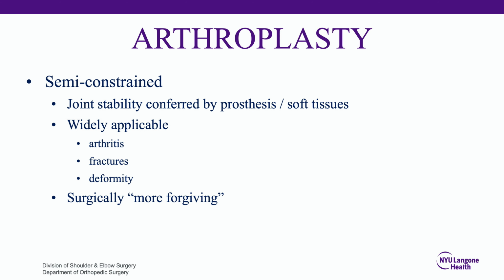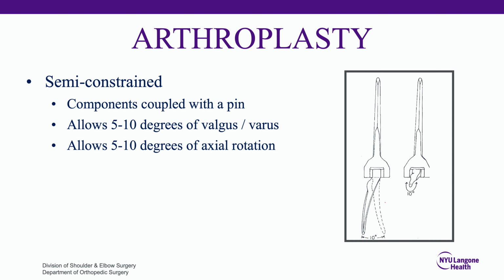The most common replacement option is a semi-constrained. That is to say, the distal humerus and the ulnar components are linked with a pin. The joint is stabilized by the native ligaments, but also within the prosthesis because the components are linked. It is widely applicable and surgically more forgiving because even if your native ligaments are incompetent or perhaps cut during the surgery, once again, as mentioned before, the components are linked with a pin. However, the pin is not very constricted, so the prosthesis allows about 5 to 10 degrees of varus valgus as well as axial rotation and allows the elbow to move in a more natural way.